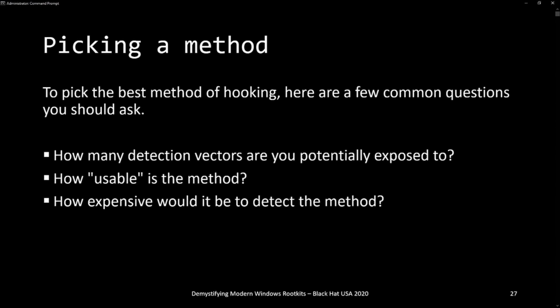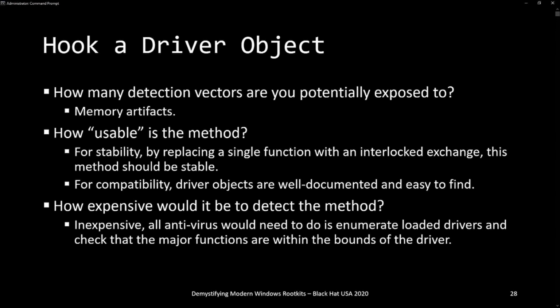So for picking a method, there are a few common questions you should ask yourself. How many detection vectors are you potentially exposed to? How usable is the method from a stability and compatibility perspective? And how expensive would it be to detect that method? So for hooking a driver object's MajorFunction table, you're going to be exposing yourself to memory artifacts. From a usability perspective, it's going to be quite stable because driver objects are well documented and easy to find. Finally, how expensive is it to detect? Well, it's not going to be that expensive, because if you think about it, all an antivirus would need to do is enumerate the loaded drivers and check their MajorFunction table for any patches.